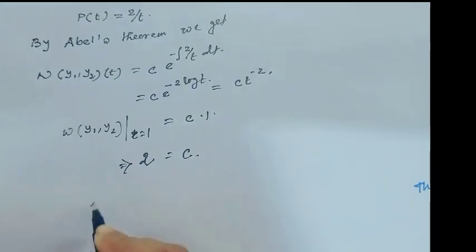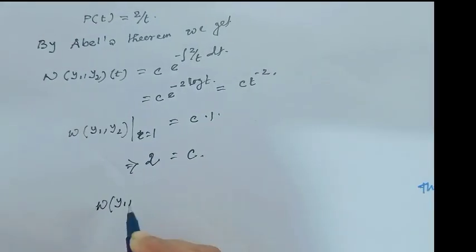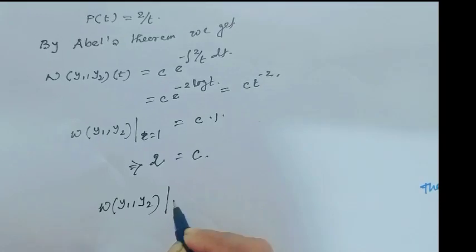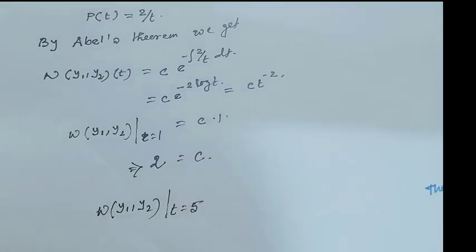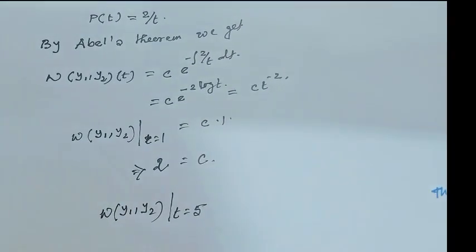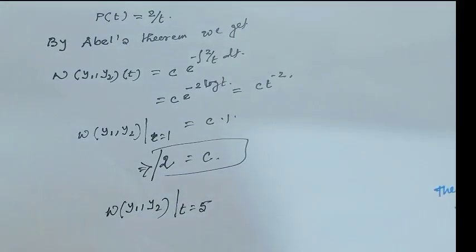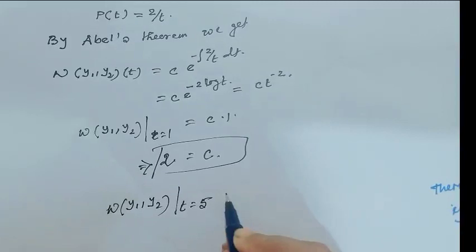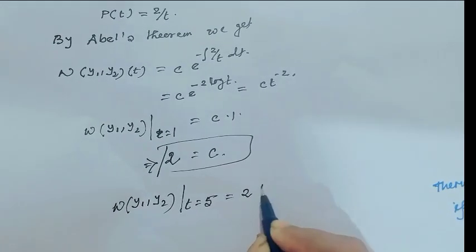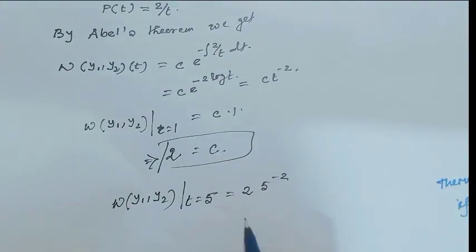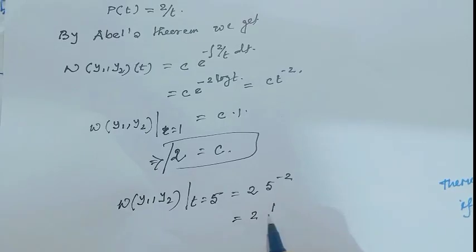Now we have to find the Wronskian of y1, y2 at the point t equal to 5. Since here I have got c equal to 2, therefore at the point t equal to 5, the value would be 2 times 5 to the power minus 2, that means 2 times 1 over 25.